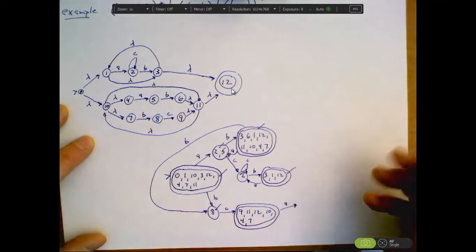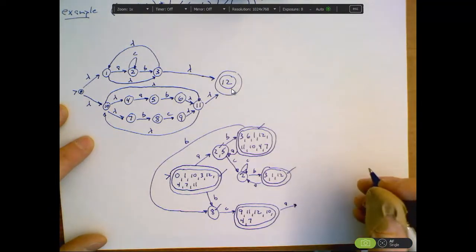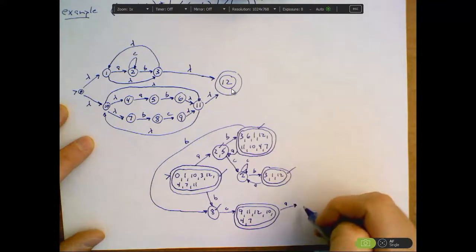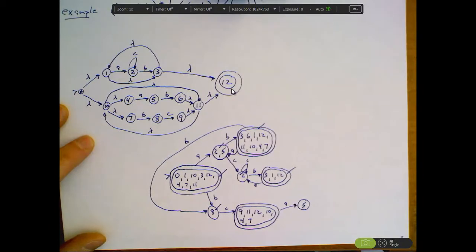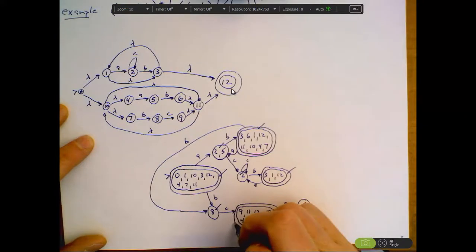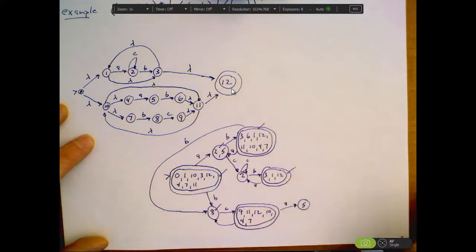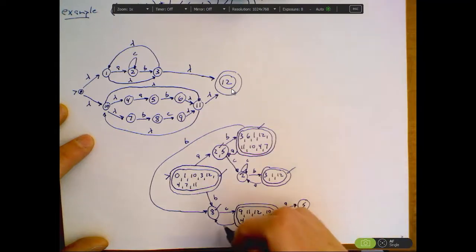And in fact, 5, lambda closure of 5, there are no lambda arcs out of 5, so that's going to be a set all by itself. It's not a final set. How about on B from this state? Again, 9, 11, 12, 10 only have lambda arcs coming out of them. 7 though, 4 doesn't have an arc on B, 7 though does, it goes to 8. So that's a back arc like this. Right, we're talking about B here.